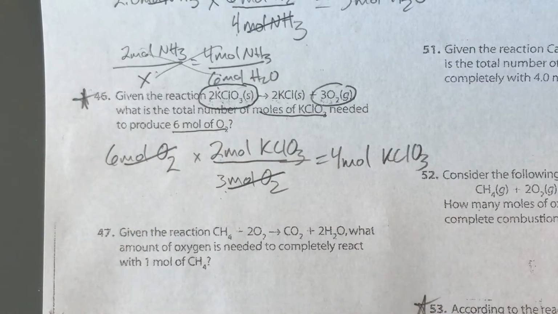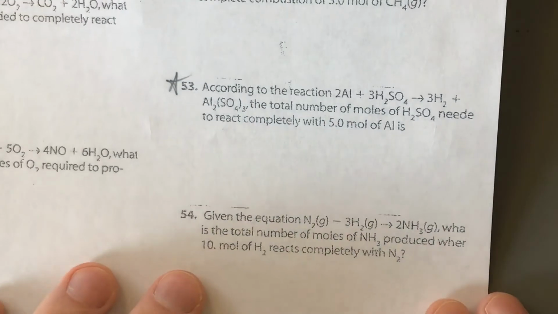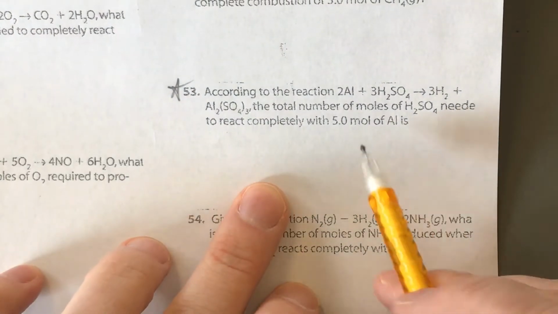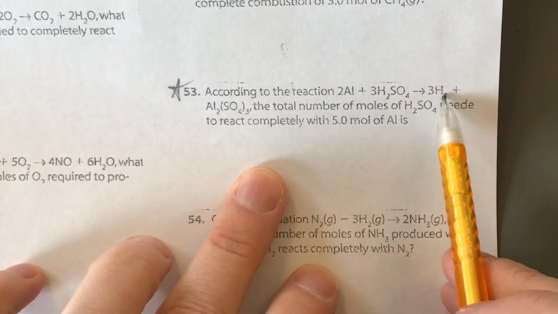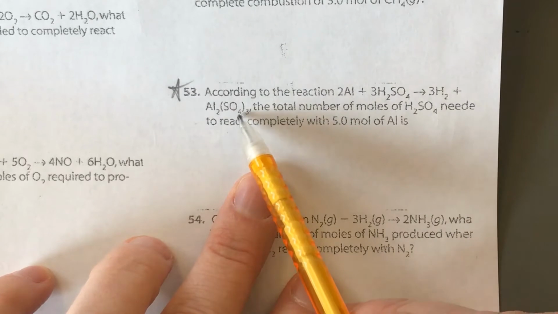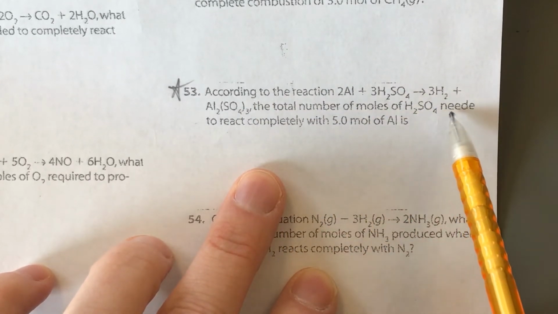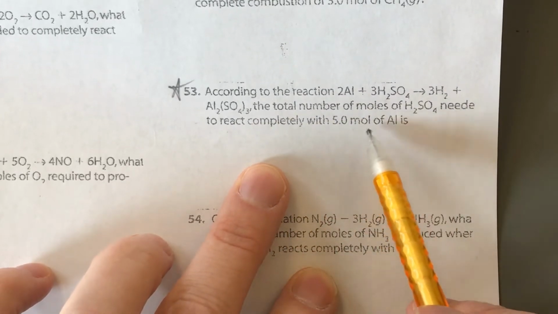We'll do one more on this page, and then we'll get to the back. We'll do another one over there, and then we'll get to some where we actually have to create the formula itself. Okay, so we have aluminum plus 3 sulfuric acid gives us 3 hydrogen and aluminum sulfate, Al2(SO4)3. The total number of moles of H2SO4 needed to react completely with 5 moles of Al.